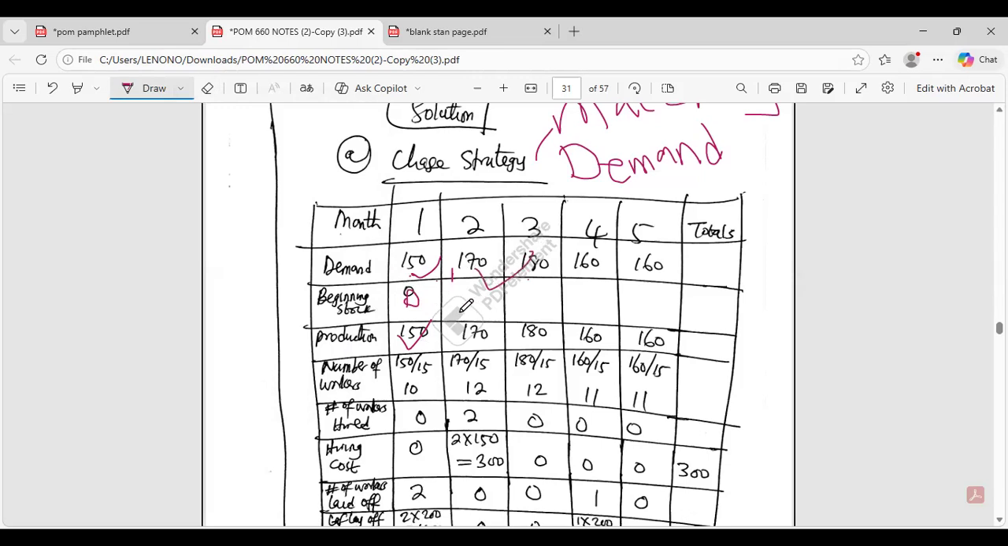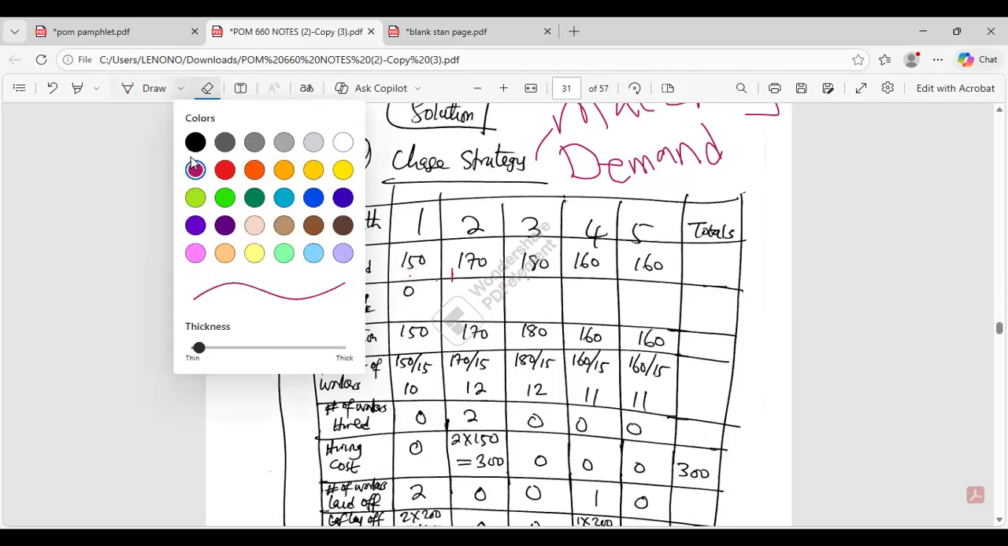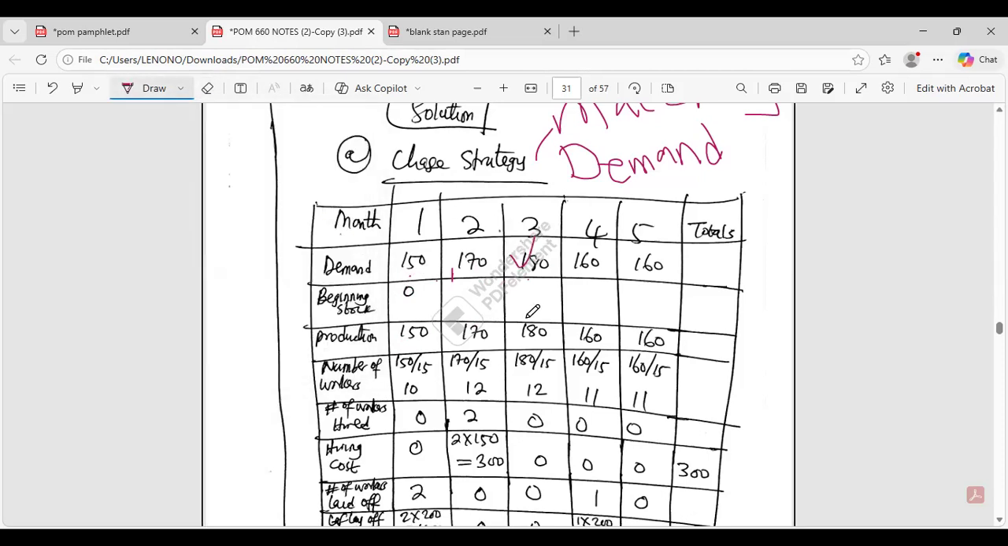So here you're going to produce 170. Then the other one will produce how many units? 180. You produce 180 because you're matching the demand. Produce this and that. I'm sure you get the point now, the logic. Okay? Is that okay?